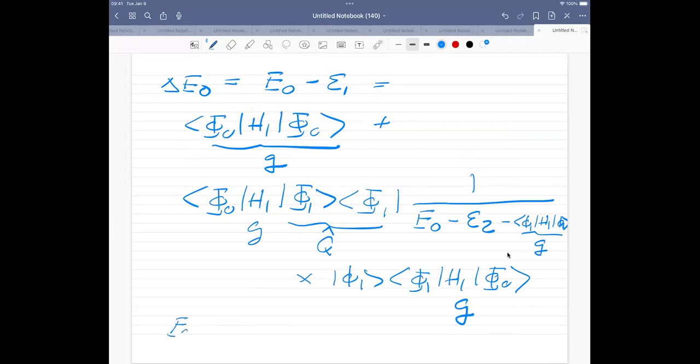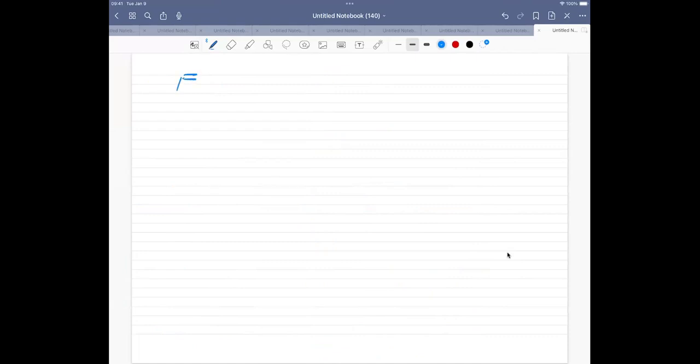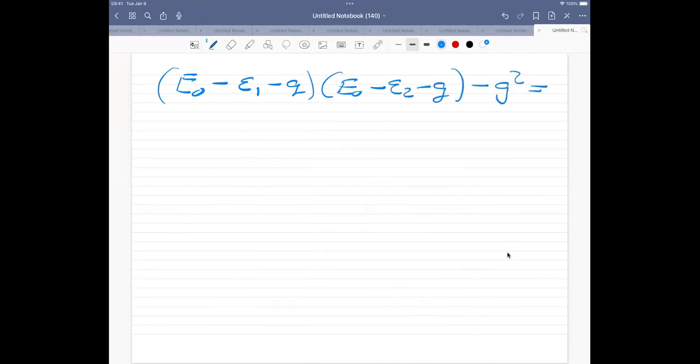So I get E0 minus epsilon 1 minus G. And this is equal to, since I have now G times G, a G squared. And then I have an E0 minus epsilon 2 minus G. And then I multiply away the denominator and subtract G squared from the right-hand side. So what I get then is simply E0 minus epsilon 1 minus G multiplied with E0 minus epsilon 2 minus G, minus G squared, equal to 0.